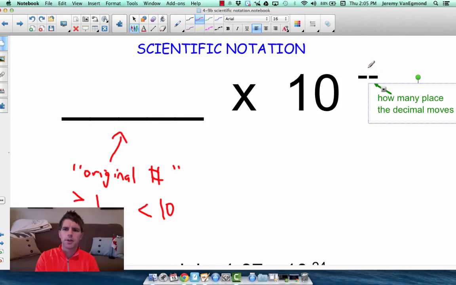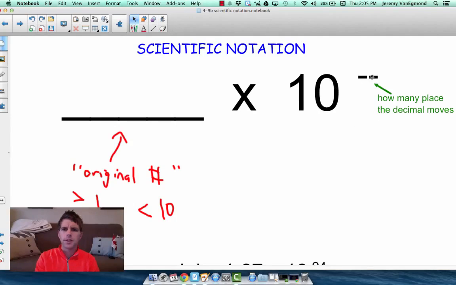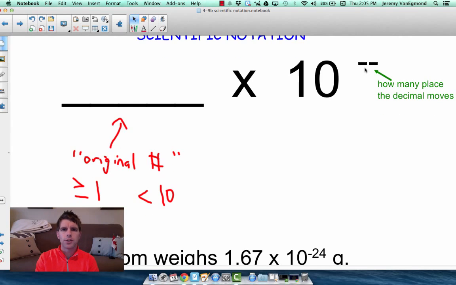That exponent describes how many places the decimal moved, as we've talked about. So it's important to remember if it's positive or negative as well, that means something with regards to how the decimal will move or has moved. So that's the general form of a number in scientific notation.